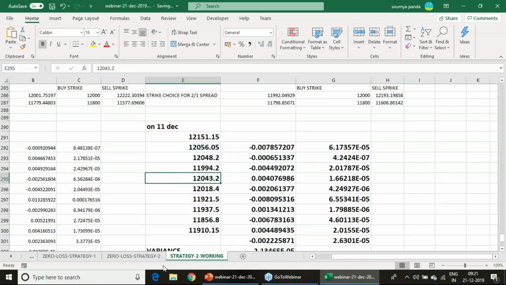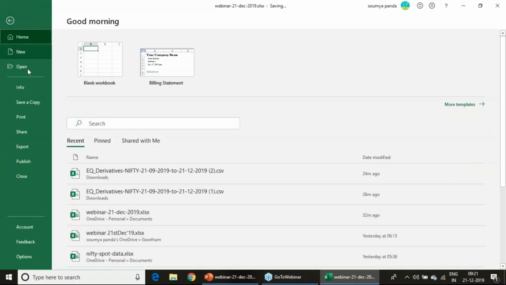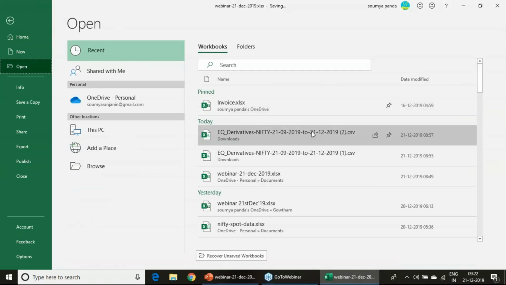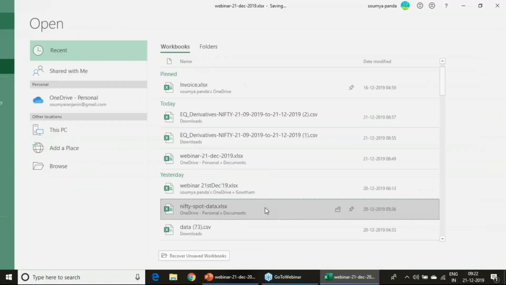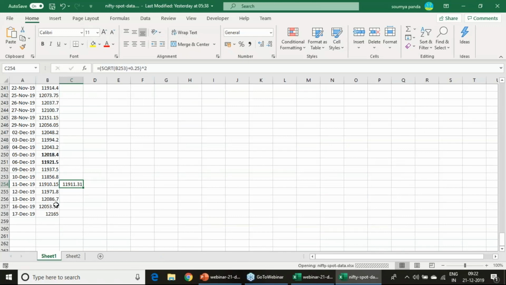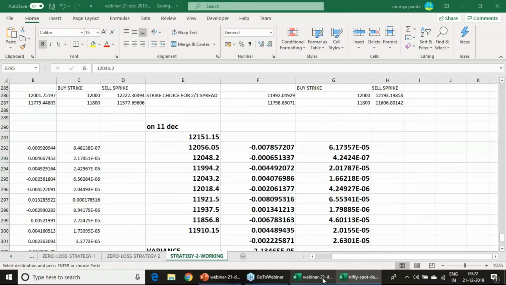So these are the dates. What are the dates we have taken? I will say that too. We have taken the 11th of December, so I'll open that Nifty spot data. The date we can put here: 11th of December. So the past 10 days, this is 10 records, from 28th November to 11th December. This is the Nifty spot data, not futures data.